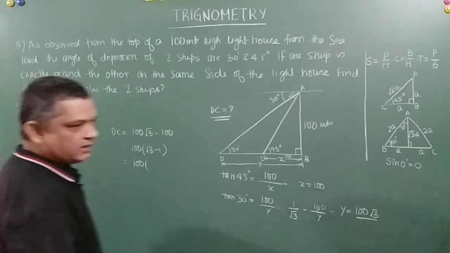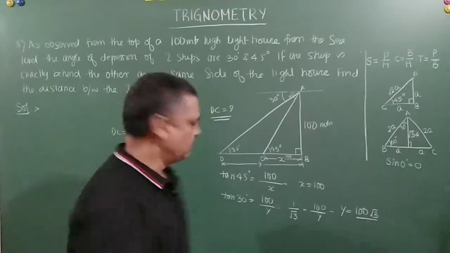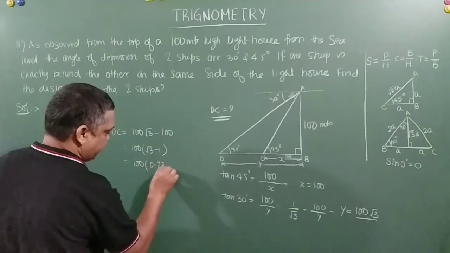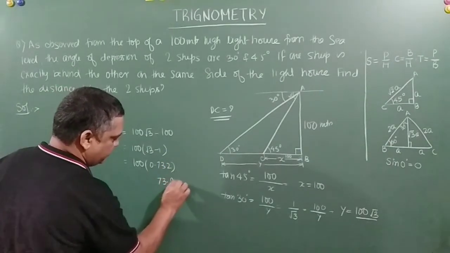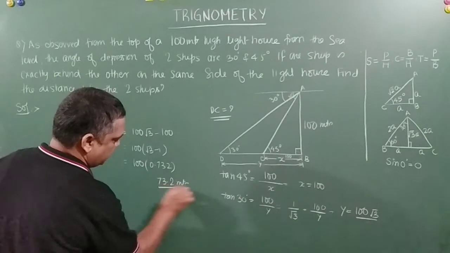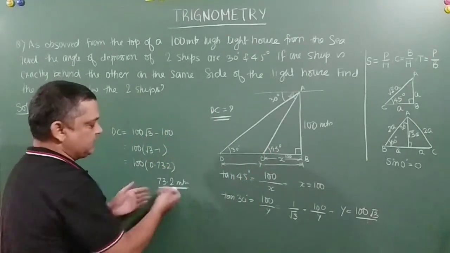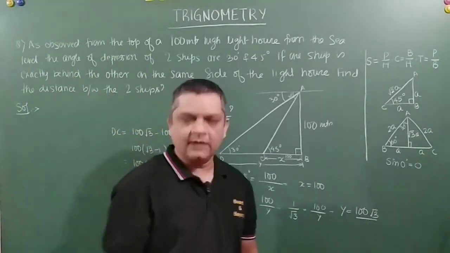Root 3 is nothing but how much? 1.732. Right? 1.732 minus 1 is 0.732. If I multiply by 100, it is 73.2 meters. So friends, the distance between the two ships, that is DC, is equal to 73.2 meters. Right? Let me take up the next problem.